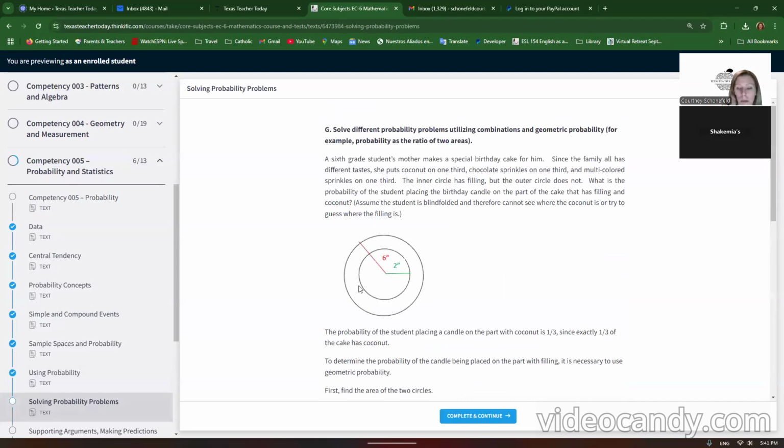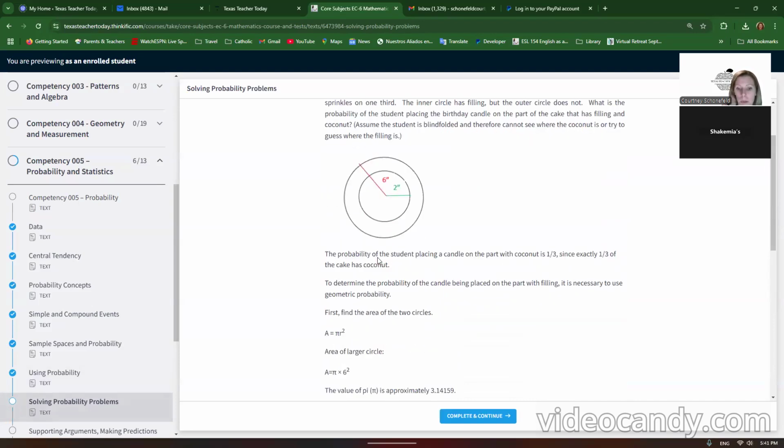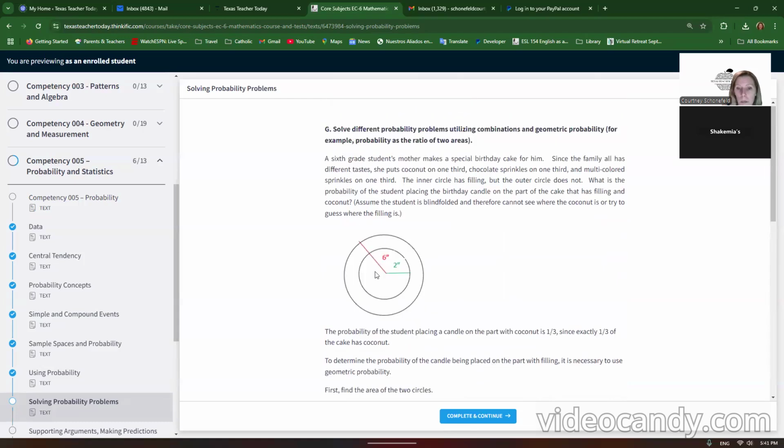All right, solving probability problems. These get pretty tricky. So what's the probability, let's say you're making a special birthday cake, right? And the mom puts coconut on 1/3, chocolate sprinkles on 1/3, and multicolored sprinkles on 1/3. The inner circle has filling, but the outer circle does not. What is the probability of the student placing the birthday candle on the part of the cake that has the filling and the coconut? So it'd have to be in this inner circle and in 1/3 of it, right?